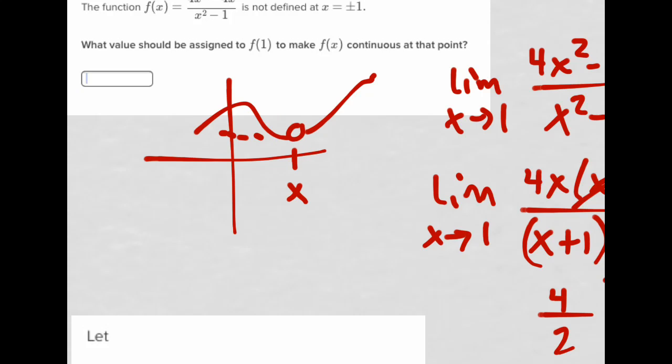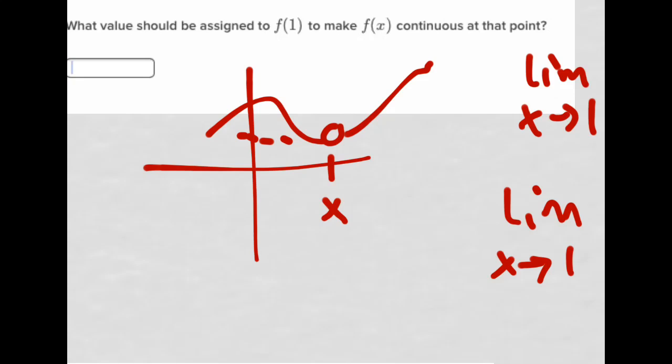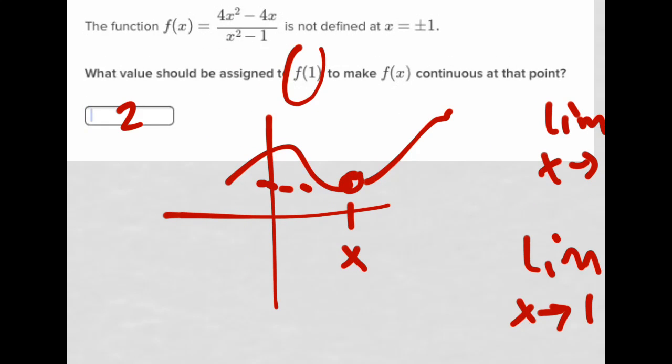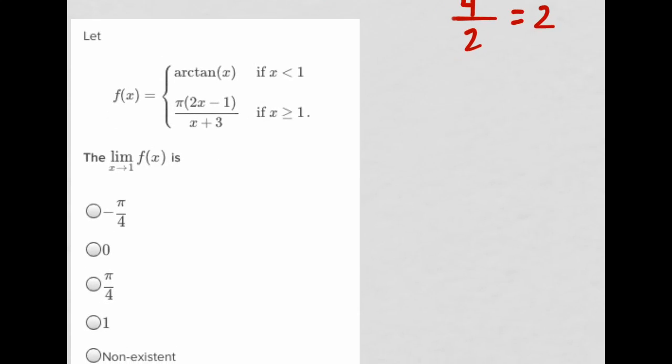But there's a hole there. So what do I do? Well, it's saying we'll just make a piecewise function. You don't have to write this, but maybe we'll call it g. Nah, I'm not going to write it. We'll make f of 1 equal to 2, and that'll fill in the hole. So 2 there. All you're doing is making sure that there's no holes. Okay.